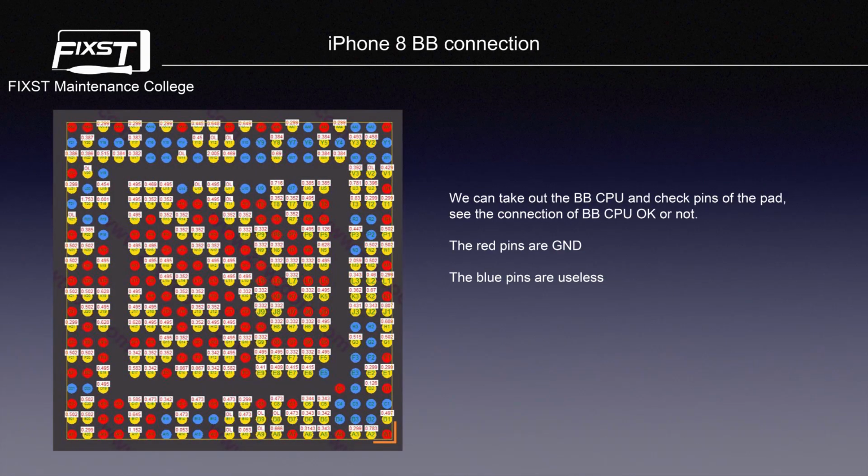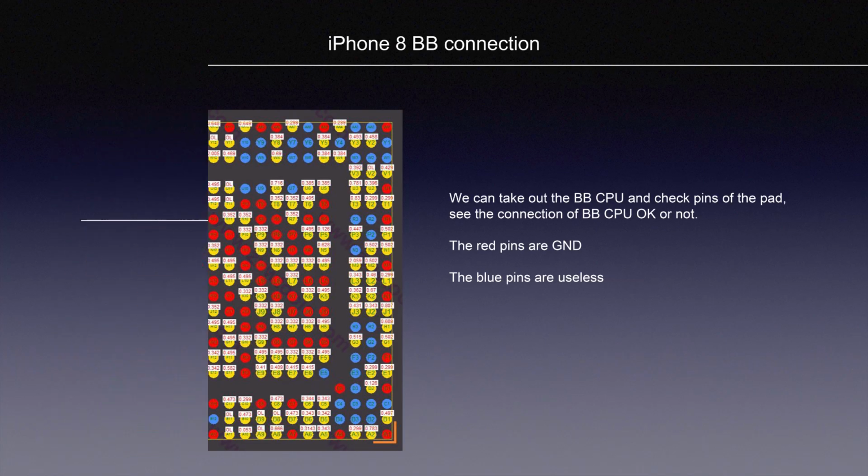iPhone 8 BB connection. We can take out the BB CPU and check the pins of the pad to see whether the connection of the BB CPU is okay or not. The red pins are GND. The blue pins are useless.